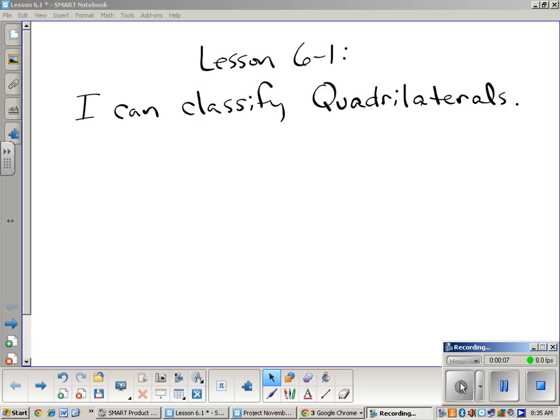But today, we're going to talk about classifying quadrilaterals. There's 7 kinds of quadrilaterals. Can you help me name them? We just did it. What were they? Parallelogram, square, rhombus, rectangle, kite, trapezoid, isosceles trapezoid. Good.